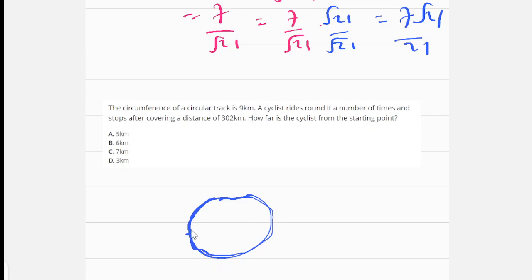So maybe let's say this is the starting point. Then we were told that the cyclist ran it a number of times. Stop after covering a distance of 302 kilometers. And how far is the cyclist from the starting point? You understand now? And the circumference of a circular track is 9 kilometers. If you think of this very well, you will see that it is just an application of modular arithmetic. So what is modular arithmetic? It is a ring arithmetic. Are you getting that now? So it's a ring arithmetic.